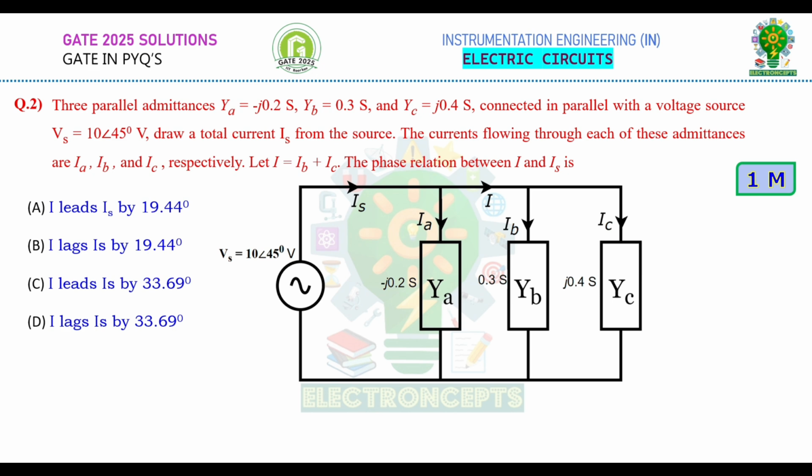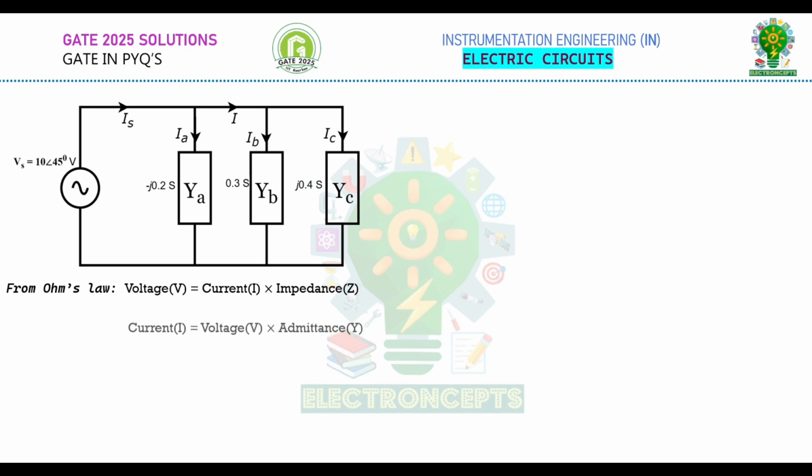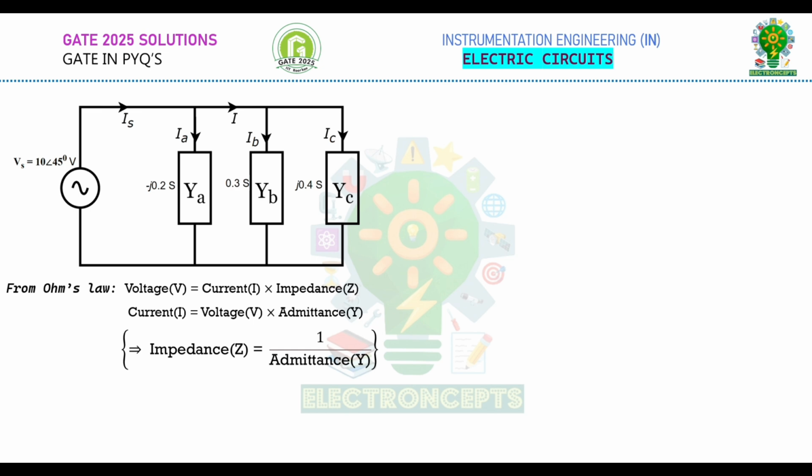To calculate the phase relation between I and Is, we need to calculate the currents Ia, Ib and Ic. To calculate this, let us consider Ohm's law. From Ohm's law, voltage is equal to current into impedance. From this, we can get current is equal to voltage into admittance, because impedance is the reciprocal of admittance. From this, we get I is equal to V into Y, where Y is admittance. From the given circuit, I is equal to voltage 10 angle 45 degrees multiplied with admittance.